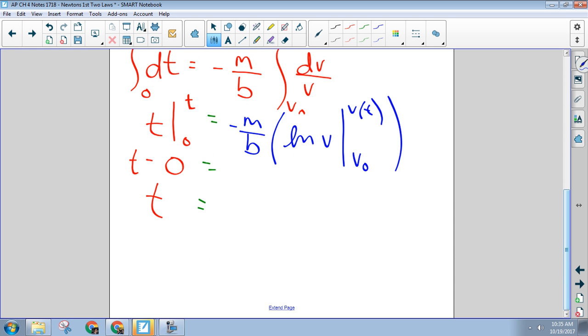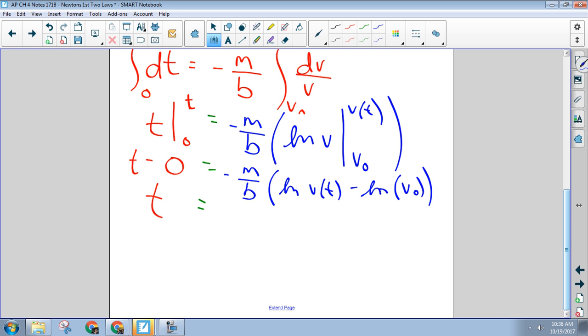Carla just asked, what does it mean when we say evaluate it between v naught and v of t? It means find it at v of t and find it at v naught and subtract. So you get negative m over b times the natural log of v of t minus the natural log of v naught. We're getting warmer.